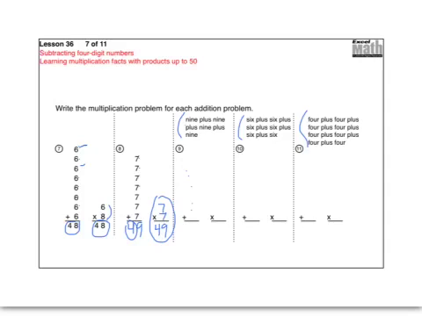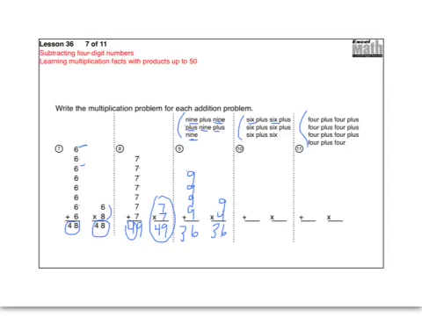So the first one says 9 plus 9 plus 9 plus 9. So we got 1, 2, 3, 4 different 9s written in there. If you didn't do that right, pause the video and fix it before you go on. That's equal to 36, and 9 times 4 is also 36.